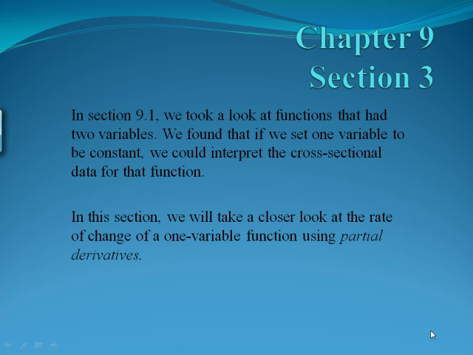Chapter 9, Section 3. In Section 9.1, we looked at a function that had two variables. We found that if we set one variable to be constant, we could interpret the cross-sectional data for that function. In this section, we'll take a closer look at the rate of change of one variable function using what's called a partial derivative. So when we had functions of one variable, we had one derivative. When we have functions of two variables, we have what's called two partial derivatives.